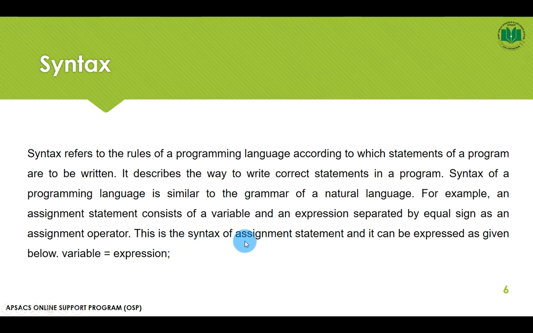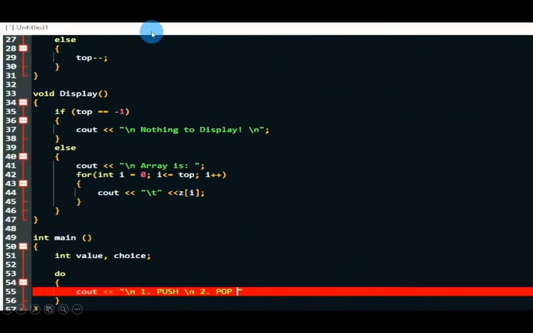This is the syntax of an assignment statement, and it can be expressed as given below: variable is equal to expression. For example, if we have to add two numbers and save the answer into a third number, we will write it here. We will assign a variable here and the expression to evaluate here. You may not understand it now, but you will understand very quickly when you are on the computer system in the real environment of programming.